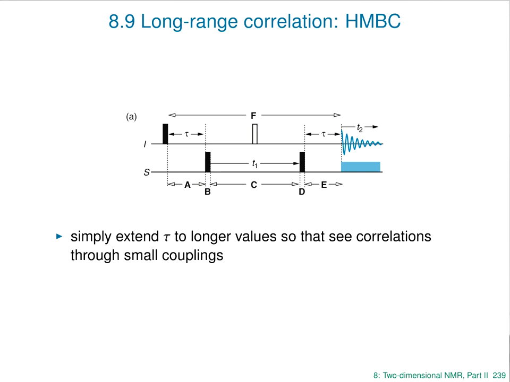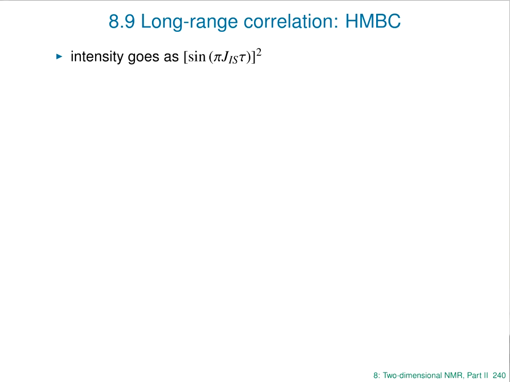And so if you want to do correlations through long-range couplings, which are typically an order of magnitude smaller than one-bond couplings, all you need to do is make tau longer. And if you make tau longer, you'll start to get transfers through smaller couplings. Unfortunately, this turns out to be a bit tricky because the intensity in this long-range spectrum goes as the square of this sine pi J tau term.